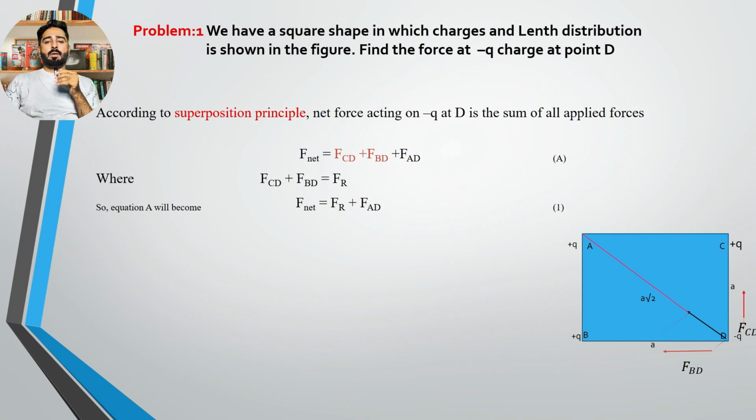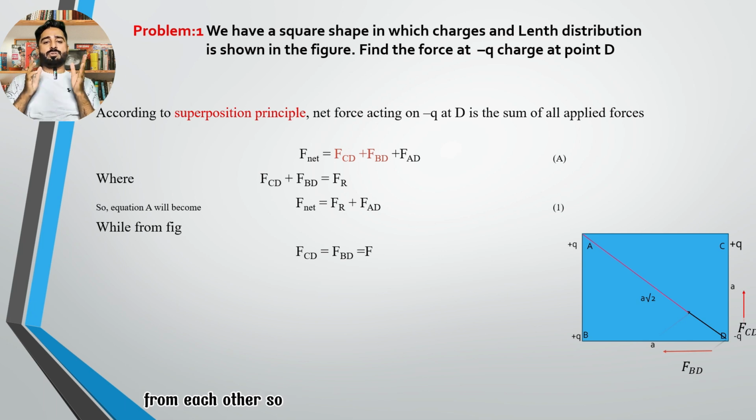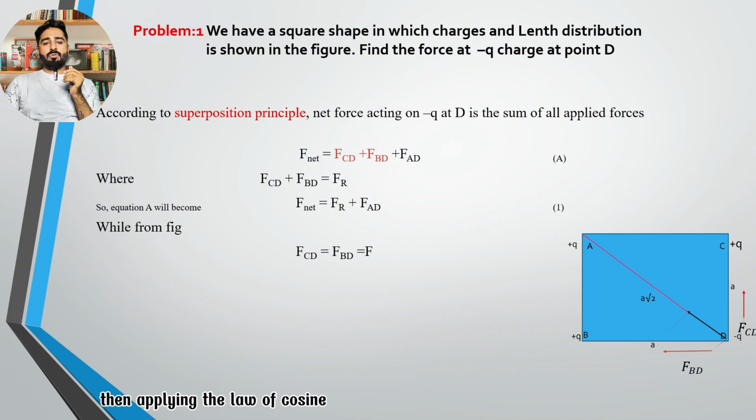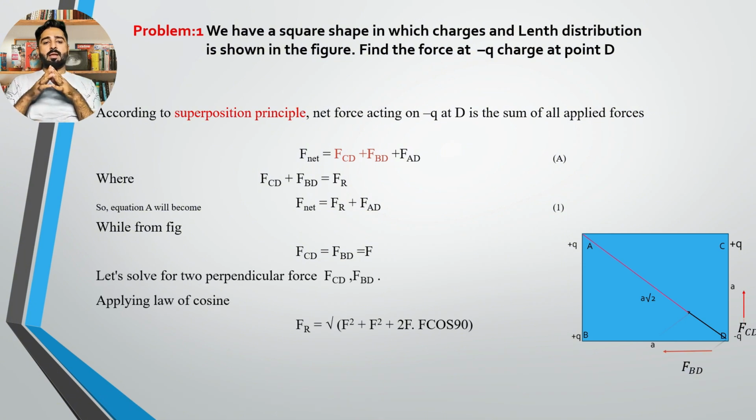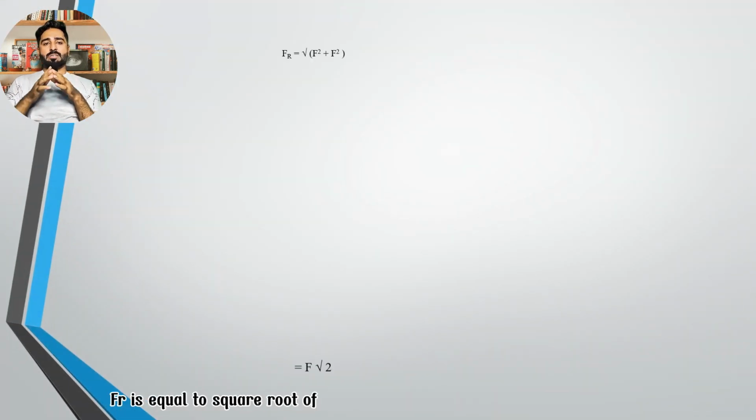From the figure, force FBD is equal to FCD because along these lengths, four charges have the same magnitude and they are equidistant from each other. So the forces along these lengths will be equal to each other. So FCD is equal to FBD is equal to F. Then applying the law of cosine to calculate the resultant force, Fr is equal to square root of F square plus F square plus 2F dot F cos of 90 degree, and you know cos 90 will result 0.